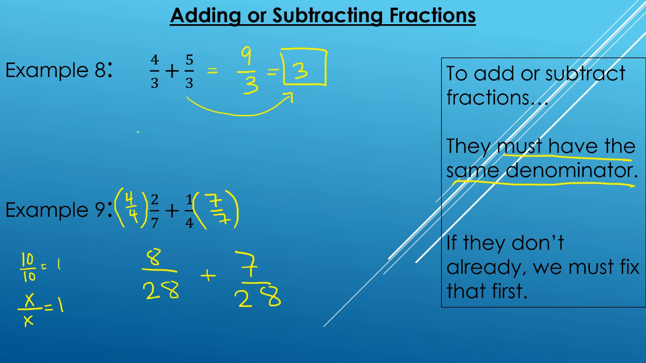And now we can add them like we did example 8 above. So 8 plus 7 is 15 over 28.